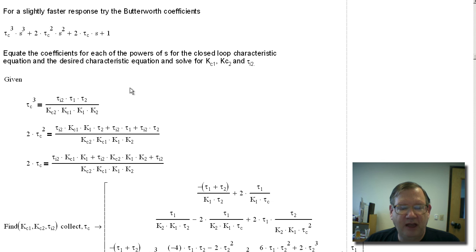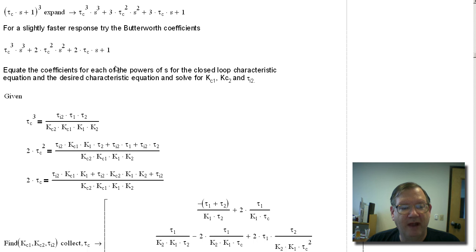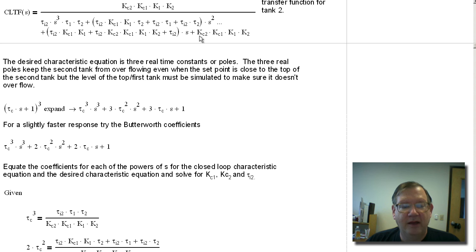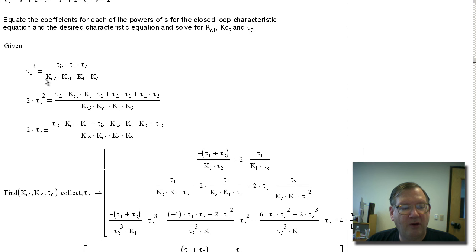And then the next trick is to equate the coefficients for each power of s, like I've done in the other videos. What's different about this one is that we have coefficients for the third power of s, and there's nothing for the 0 power of s. So what I have to do up here is divide the coefficients for the characteristic equation by this term here to get a 1 in the denominator. So these are the coefficients for the third power of s, the second power of s, and the first power of s.